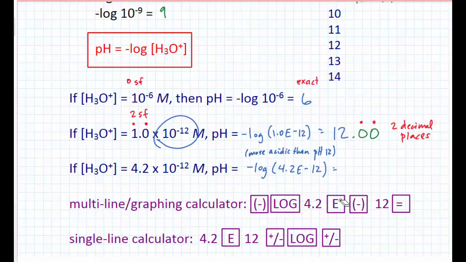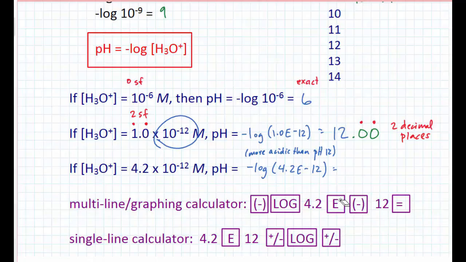The switch-the-sign button toggles plus or minus on the last thing that you entered. So you see the little minus appearing and disappearing there. So that's 4.2 times 10 to the negative 12. Then I'm going to take the logarithm of that. So you hit log, and then you switch the sign of your answer. To do that math, you start with the number, then you take the logarithm of it, and then make it negative. So you should all have gotten an answer that's 11 point something.